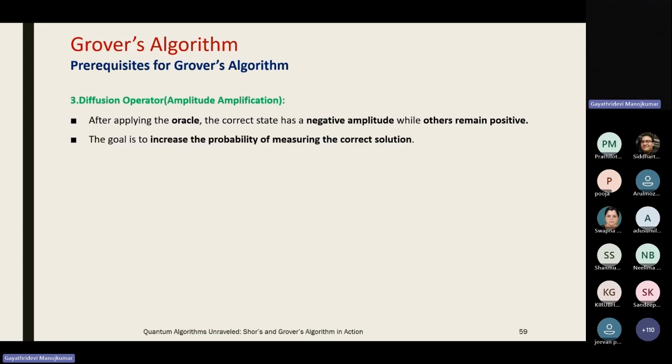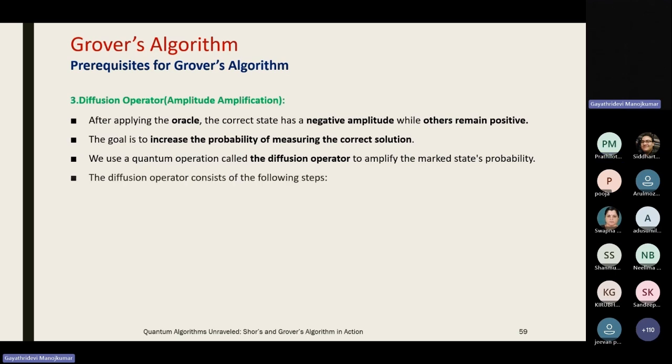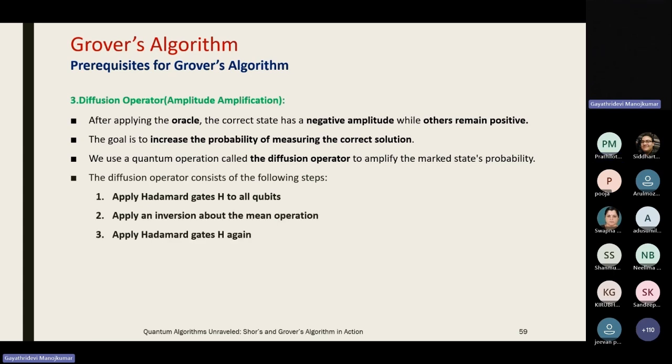To increase the probability of measuring in a correct state, the quantum operation called the diffusion operator will be applied on the marked state. This requires the Hadamard gate and an inversion about the mean operation, applying the Hadamard gate again.